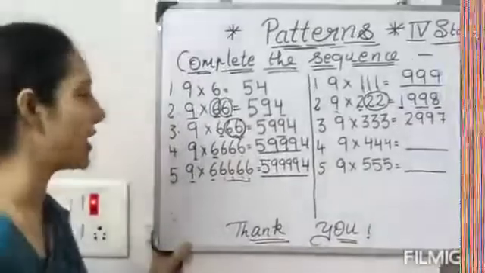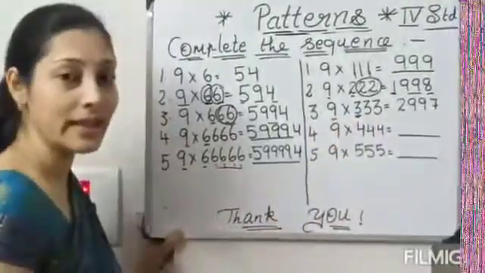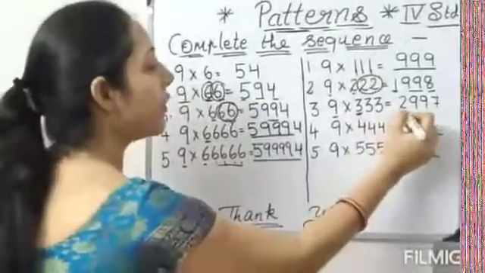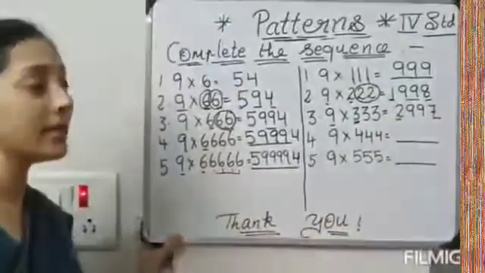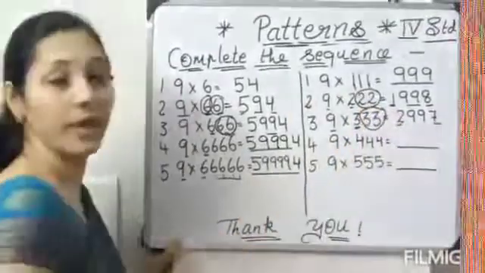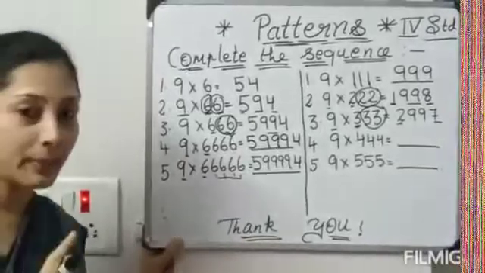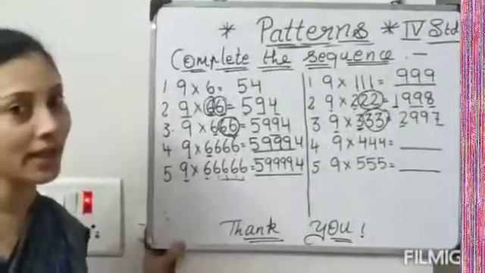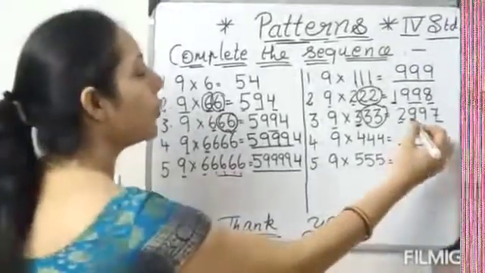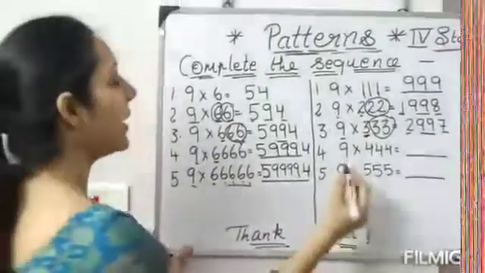Very good, students. Again, 9 3s are, what is 9 3s are? 27. How many 3s left over? 2 3s left over again. So what you have to write? You have to replace the 3 with 9. So what you have to do? 2 9s. Is it clear?